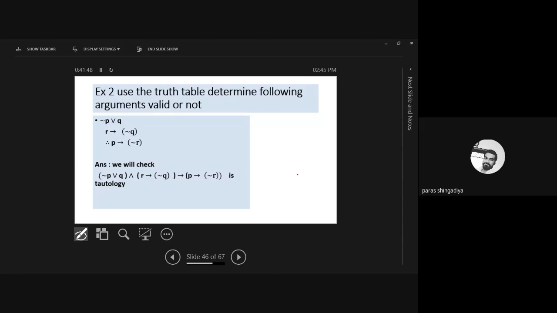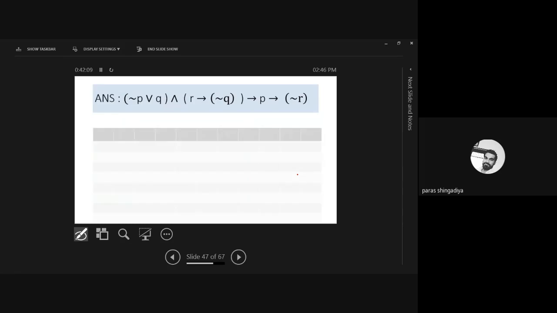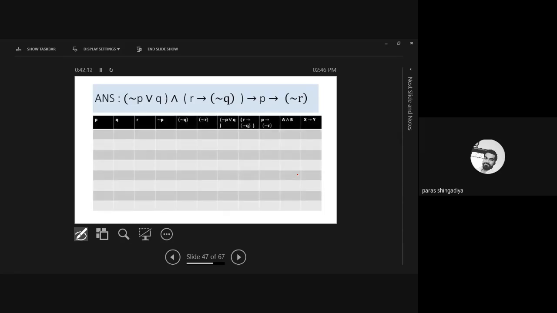Clear? And then after we need each bracket answer. Three brackets are there. Okay, so 3 plus 3 plus 3, 9. And then after we can use AND operator between this A1 and A2. So it is a 10. Okay, and then after final answer, so 11 columns are required. Okay, so prepare this type of table first, and then after replace the values. Okay, and check whether it is tautology or not.